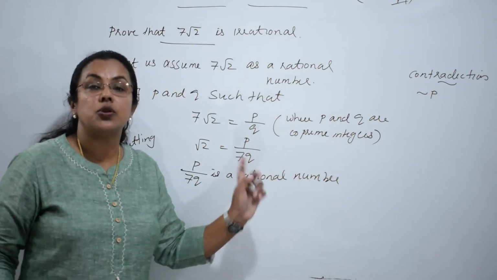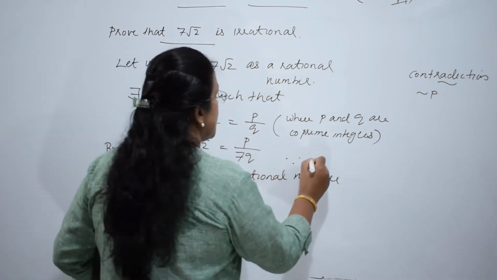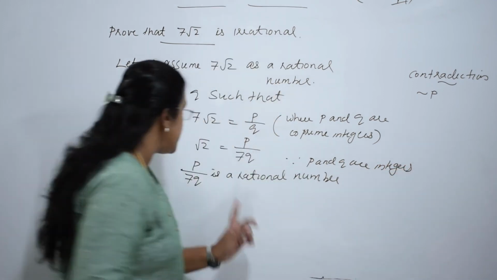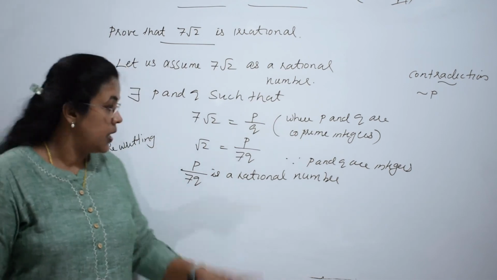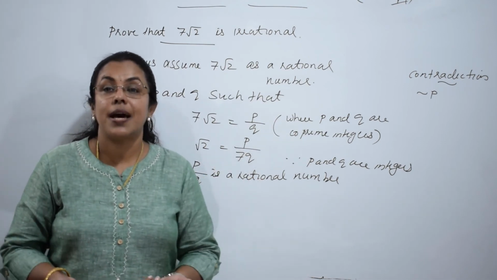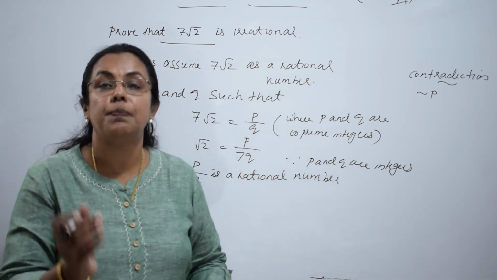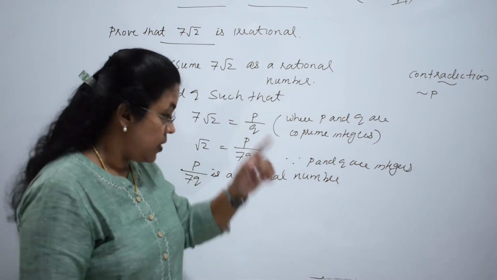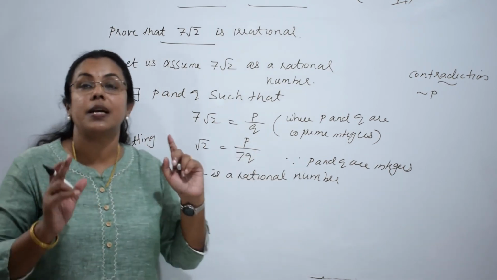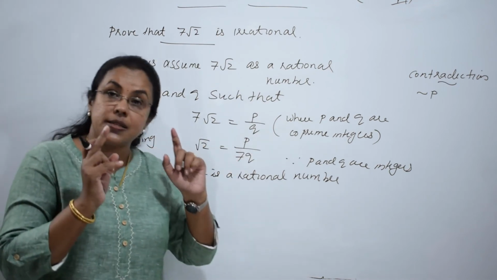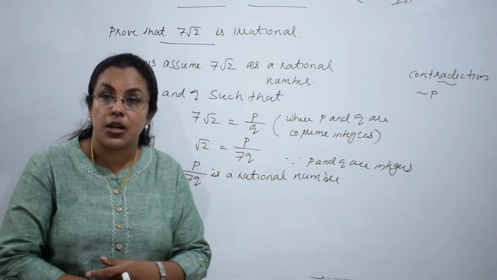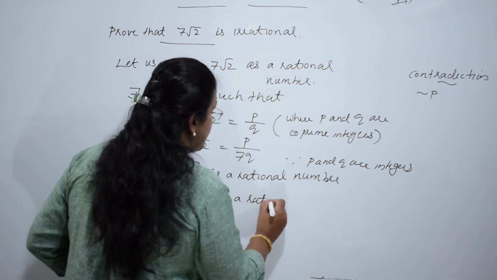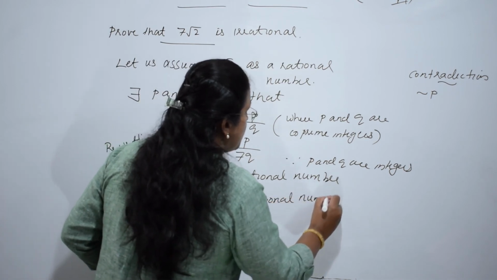Why? Since P and Q are integers, P by 7Q is a rational number. Integer by integer. What is that? It is a rational number. Any number in the form P by Q, where P and Q are integers and Q not equal to 0, is called a rational number. So by the definition, this is nothing but a rational number. If the right side is rational, the left side must be a rational number. Therefore, root 2 is a rational number.